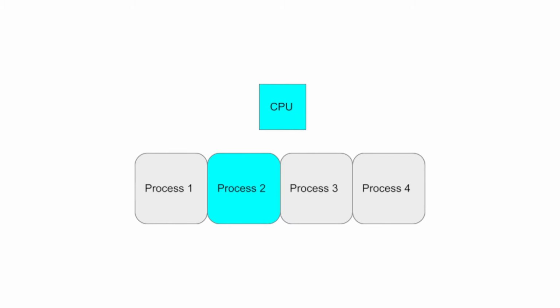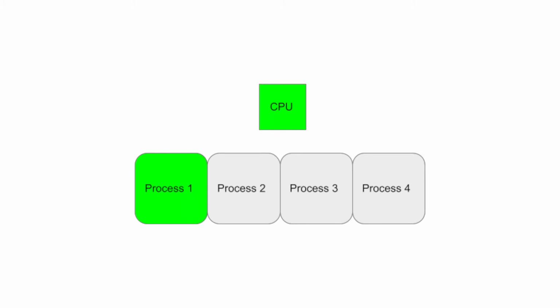The CPU executes the instructions in process 2. A context switch occurs, and process 3 gets a time slice. The CPU executes the instructions in process 3. A context switch occurs, and process 4 gets a time slice. The CPU executes the instructions in process 4. A context switch occurs, and process 1 continues, executing as if it never lost access to the CPU. This is an example of round-robin scheduling.